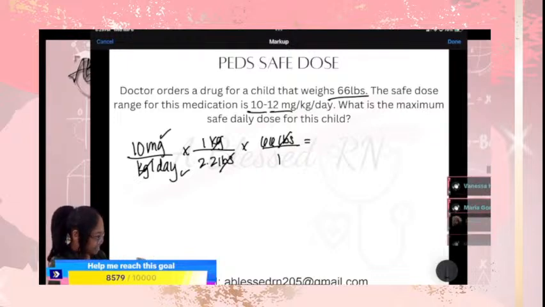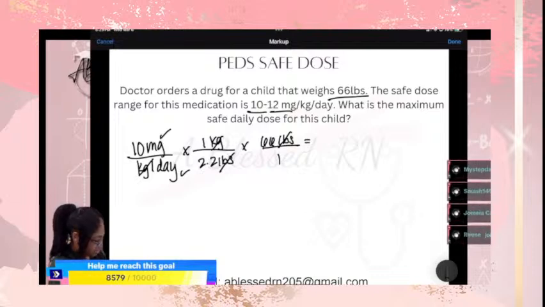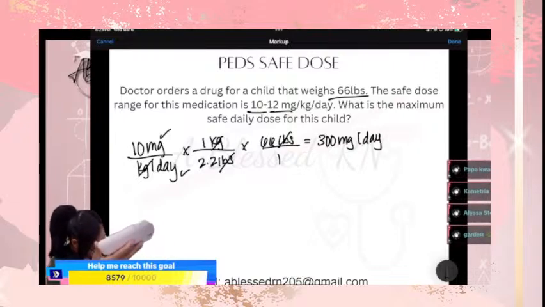Hey, I like these problems too. You know, weight base is my thing. So 10 times 66 divided by 2.2 is going to be 300 milligrams per day. That is the least amount that they can receive. And so we'll do the same thing with your 12 milligrams.